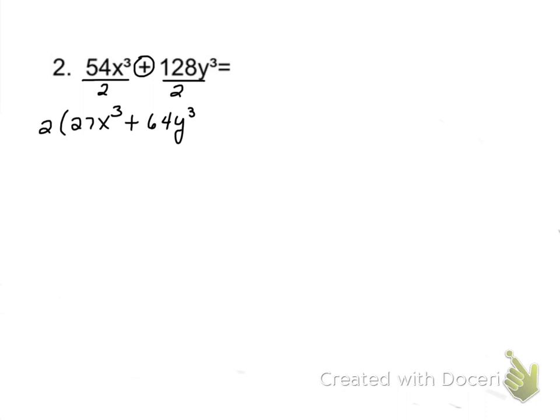Okay. So can we take the cube root of each of those? We couldn't to start with, the 54 and the 128. But if you remember, 27 is 3 cubed. So that's the same as 3 cubed x cubed. And 64 is 4 cubed y cubed.